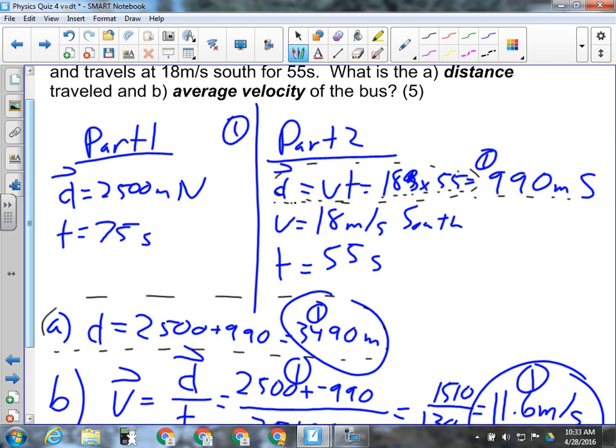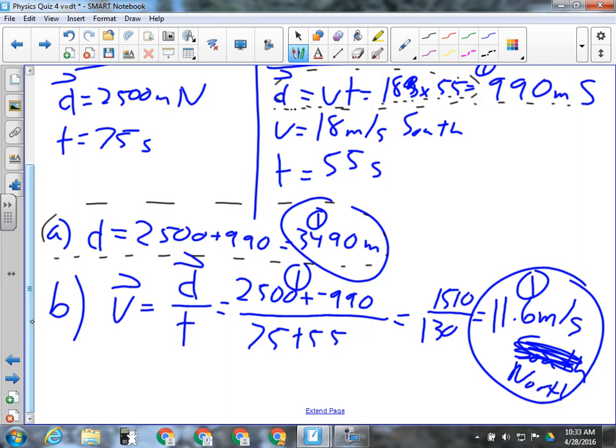So far, we haven't done the second part. Now, average velocity of the bus. I need total displacement and total time in order to calculate velocity. Displacement cares about direction, and so does velocity. So I take my two displacements, 2,500 north, I add 990 south, or subtract 990, and then divide by the total time. If they have something like that, give them a mark, either these or this, one or the other for the numbers being plugged in. They have to have done that right with the subtraction, or adding a negative.